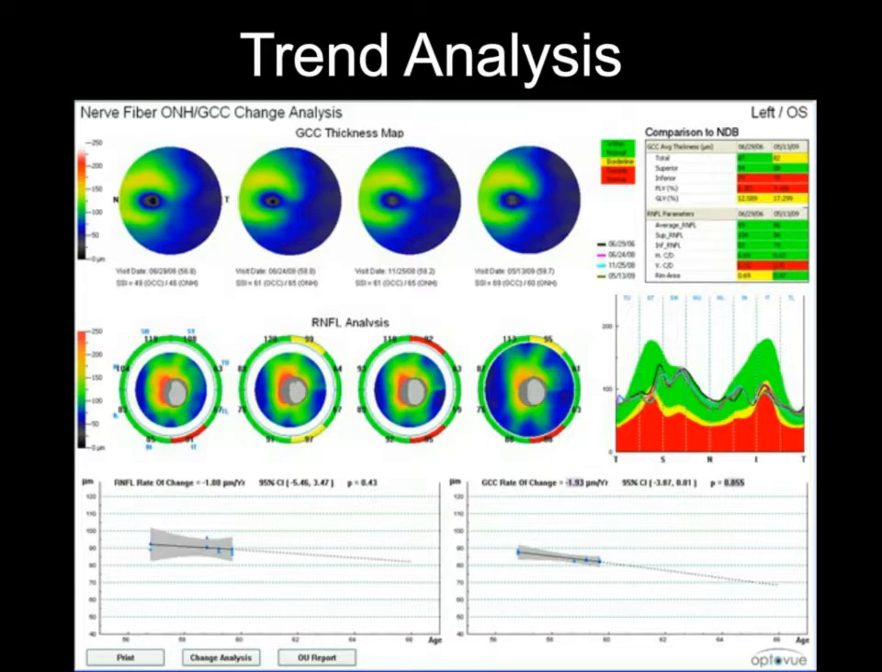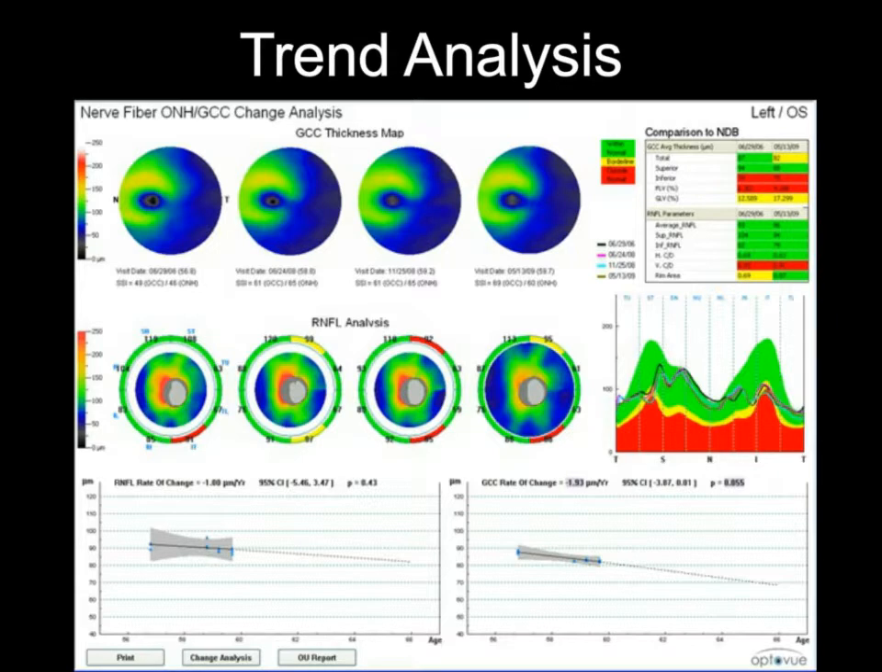With a minimum of 3 scans, you can actually start determining whether that patient is staying stable or declining, essentially getting worse. And you can look at this through the TSNIT pattern, or essentially the nerve fiber layer thickness around the optic nerve, which is what you see on the bottom portion. But you can also see that with the ganglion cell complex, which I'm not going to talk a lot about right now because that's going to be our next topic of discussion.